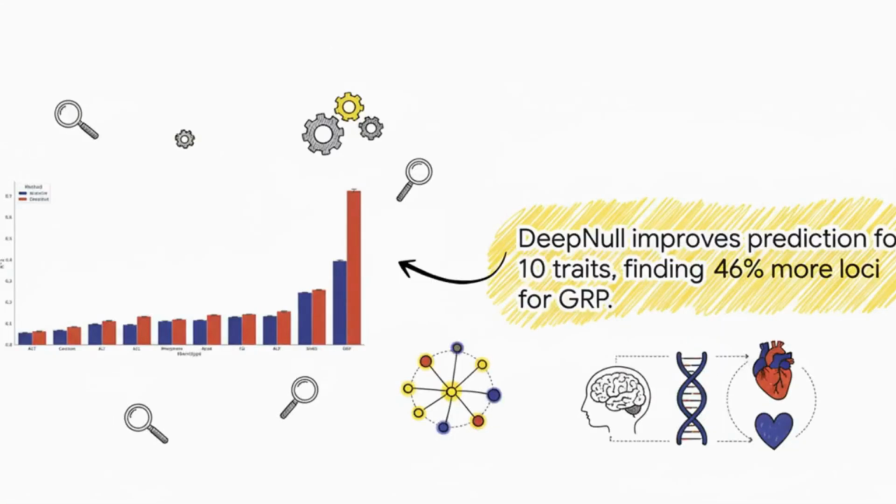And this isn't just some theory, okay? This is from real-world data. When they unleashed Deep Null on actual patient data from the UK Biobank, the results were just incredible. For predicting the likelihood of glaucoma, Deep Null found 46% more significant genetic locations than the old-school method. I mean, that is a massive leap forward. It means we're getting way better at figuring out who's really at risk.